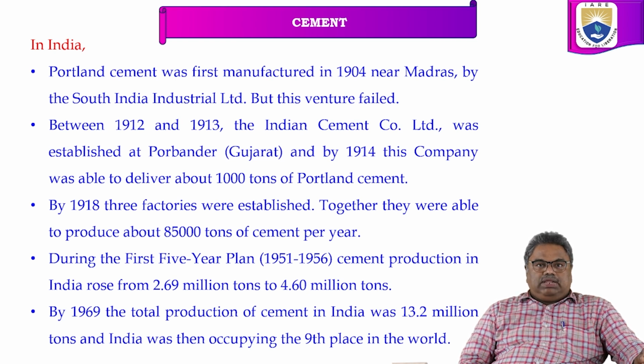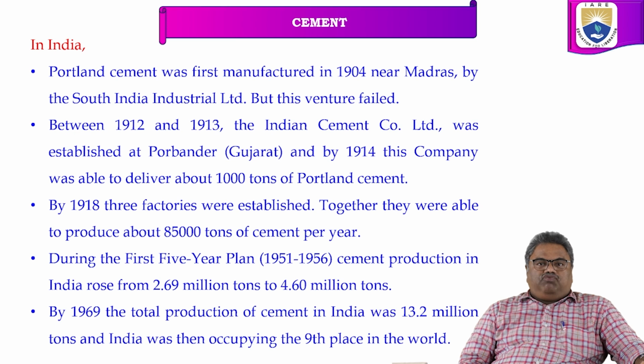So by 1918, the three factories were established together, and they were able to produce 85,000 tons of cement per year. So this is the history. In India, what is the history? That's what we are discussing here.